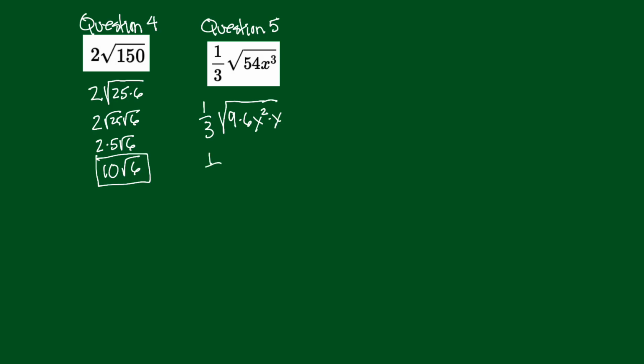Now this will give us 1/3. Just do this. The square root of 9 is 3. The square root of x squared is x. Now, what's left? This 6 and that x. But now, 1/3 of 3 is 1, so I don't need to write the 1. So I'm just going to write x square root of 6x.